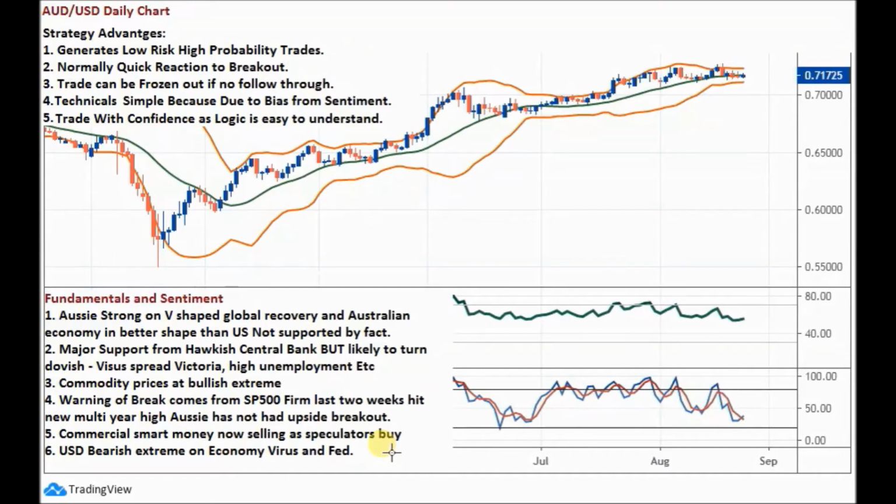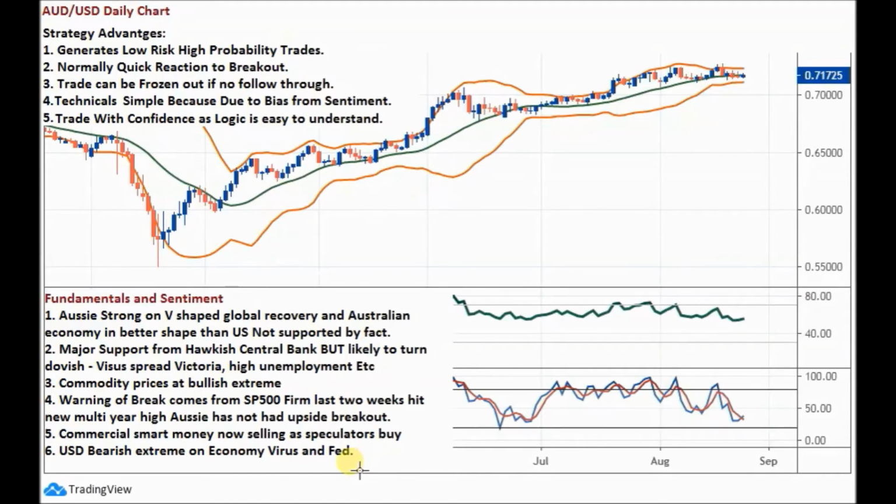But on the other side, USD bearish extreme on economy. I've seen it recently in the media: the US economy is not going to do as well going forward as others. The data has been pretty bullish compared to other economies, particularly last week. Also, the market is focusing on the virus impacting the US more than other countries. That's not borne out by the statistics now, with cases falling in the US. And the market is seeing a very dovish Fed going forward. Well, that's discounted in the price, isn't it? They're not going to get any more dovish.